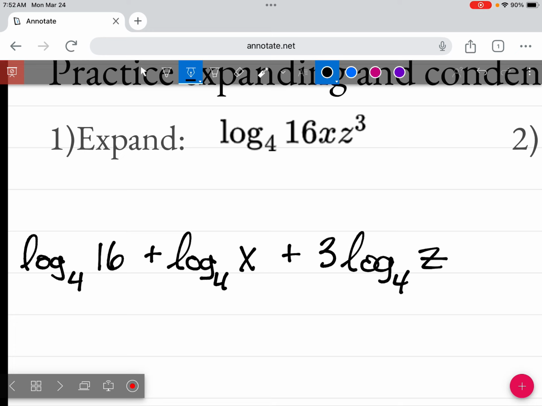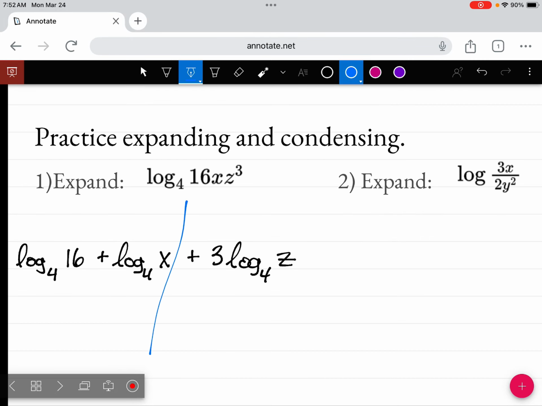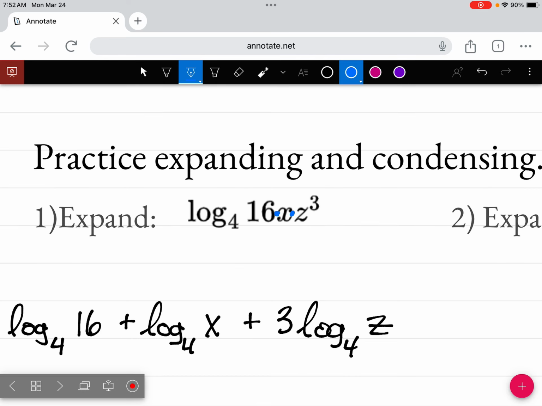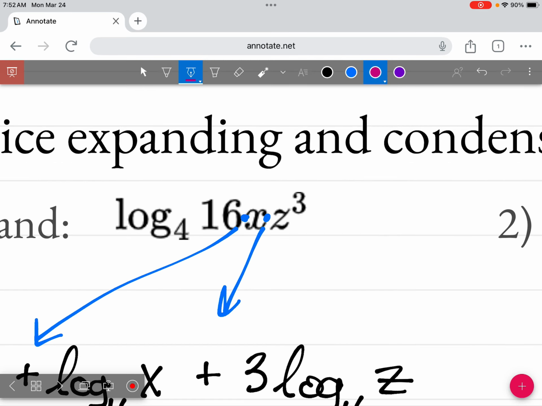Gorgeous. Perfection. Every place that we had multiplication became addition. And our 1 power that we had became a coefficient in front of it. So it's using those pieces in the very, very same way.